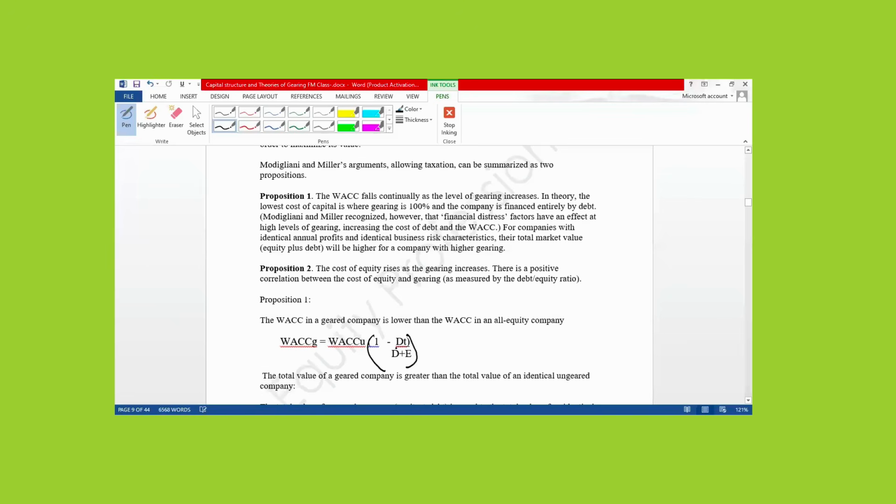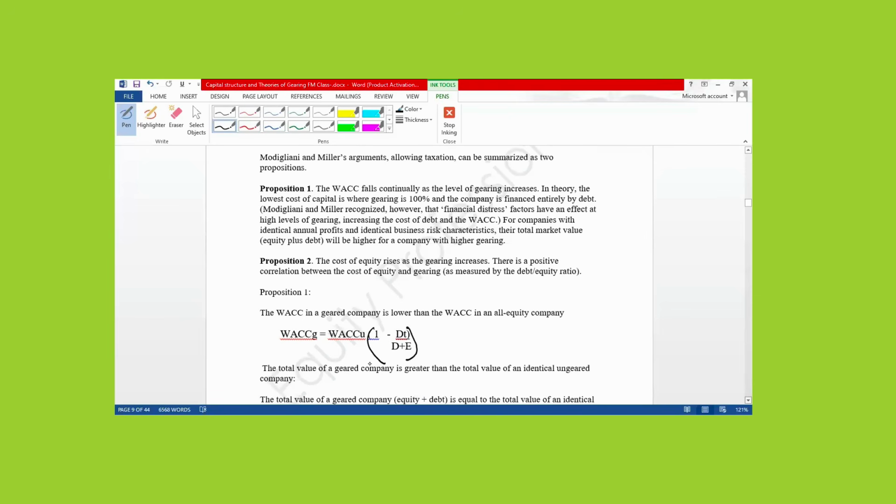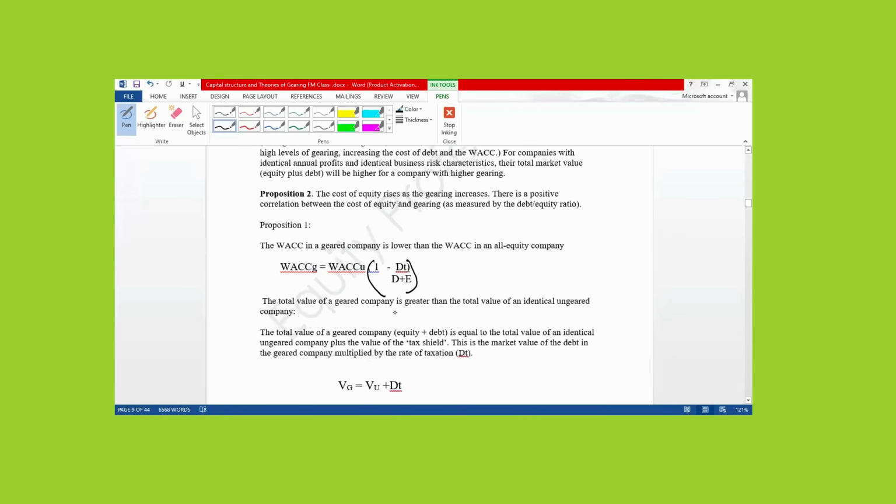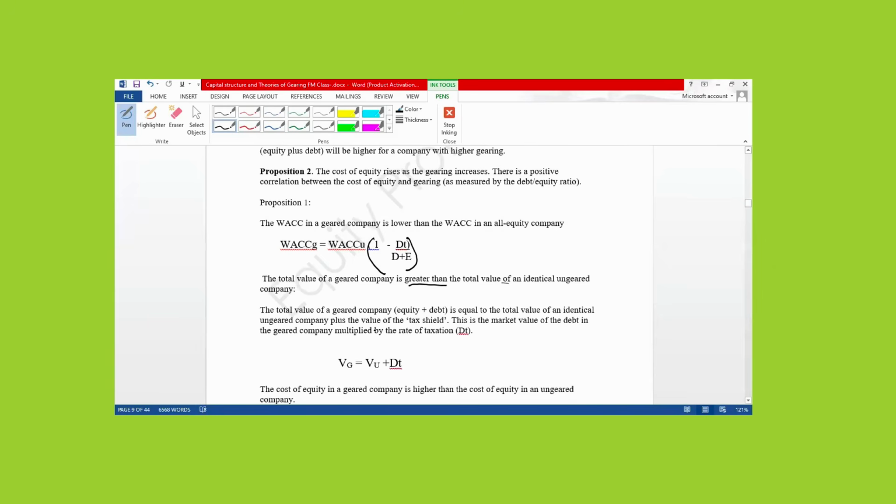One minus dt, value of debt multiplied by tax over value of debt plus value of equity. The formula will be adjusted like this. Total value of a geared company is greater than the total value of an ungeared company. Total value of a geared company is equal to total value of an ungeared company plus the value of the tax shield.